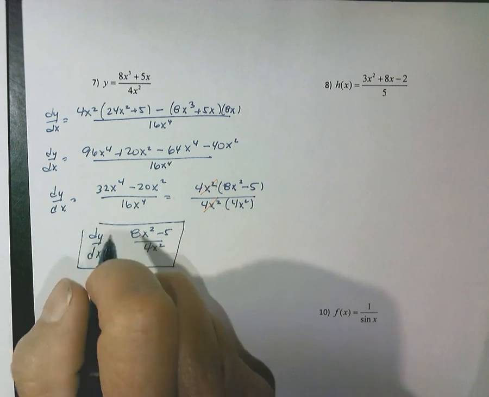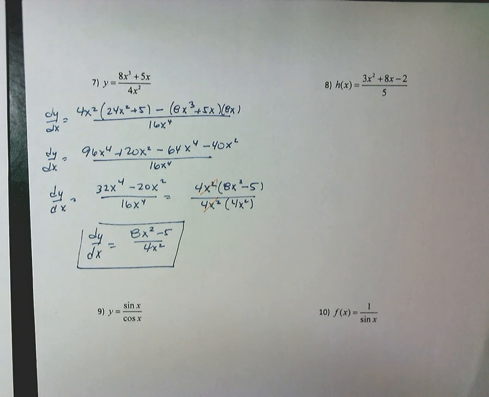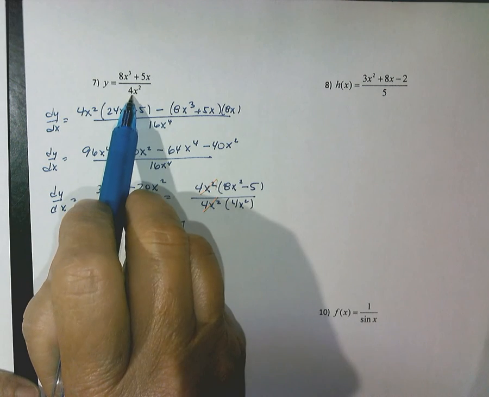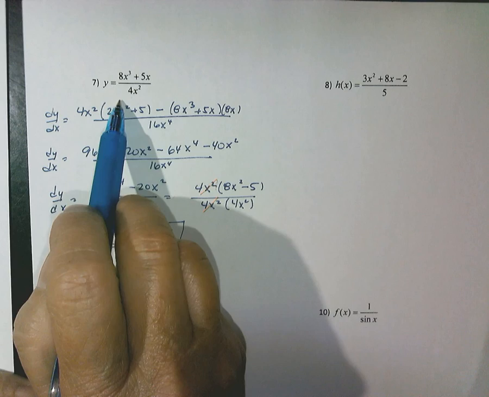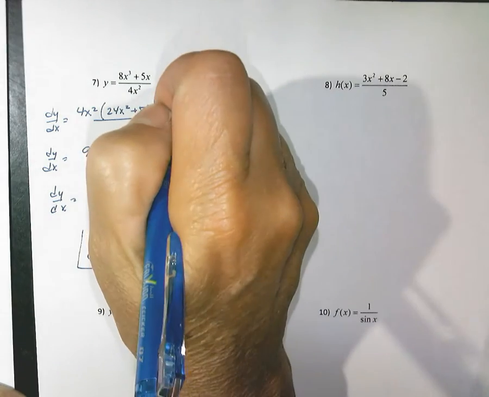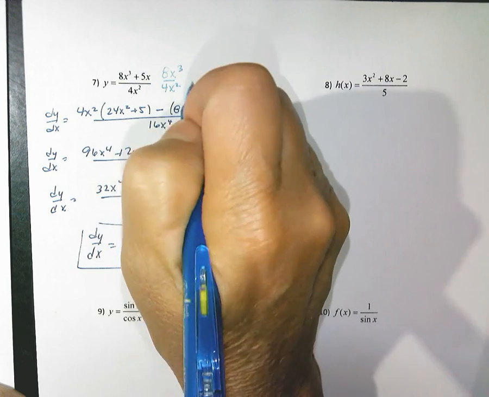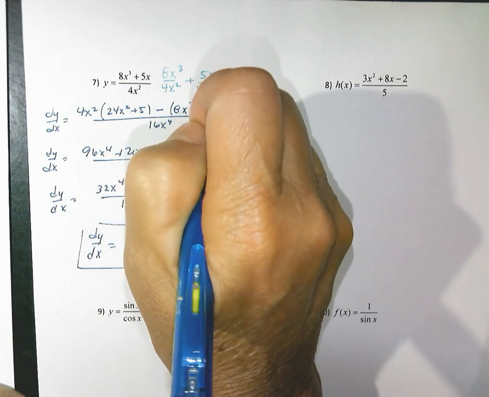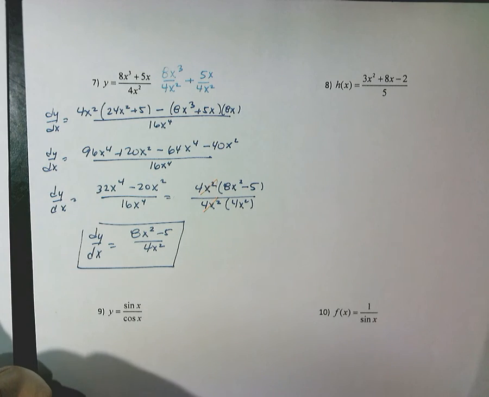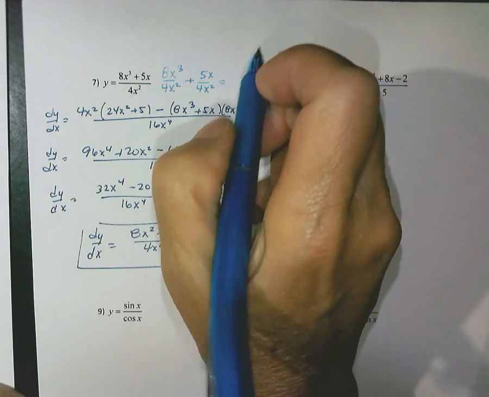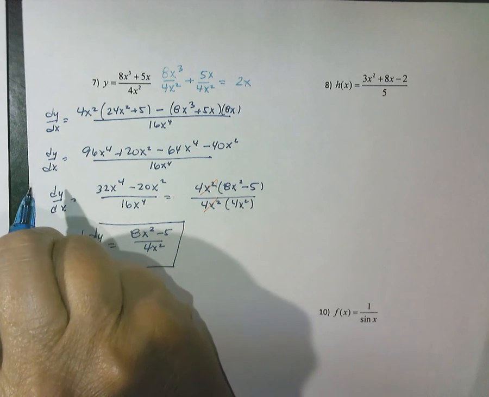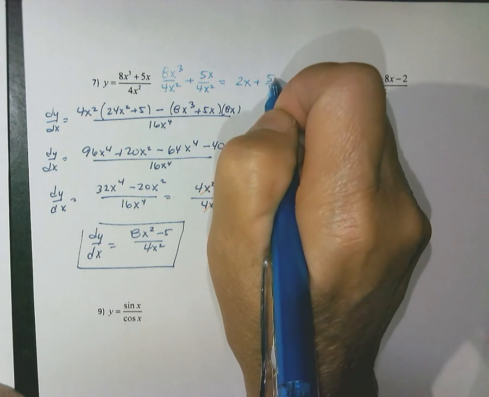Now with this one, there is an alternative we could do. I found a lot of students feel more comfortable doing this. Notice my denominator is only a monomial. It's only one term. So it's almost easier to think of this as 8x cubed over 4x squared plus 5x over 4x squared. This is going to give me 2x plus 5/4 x to the negative 1.